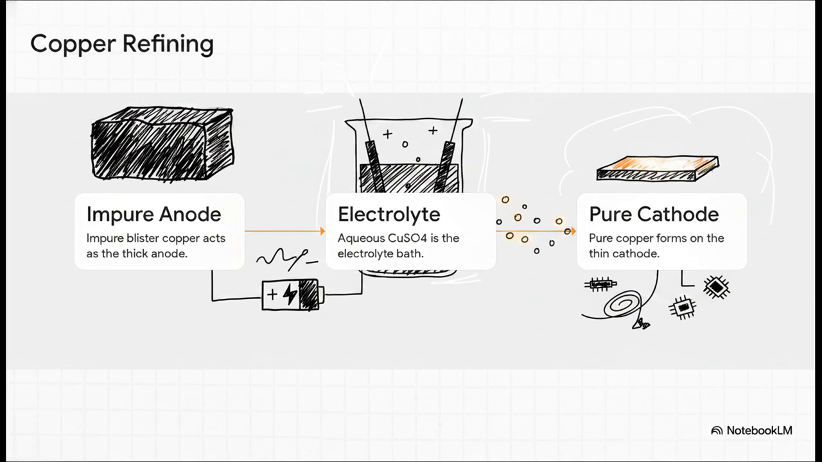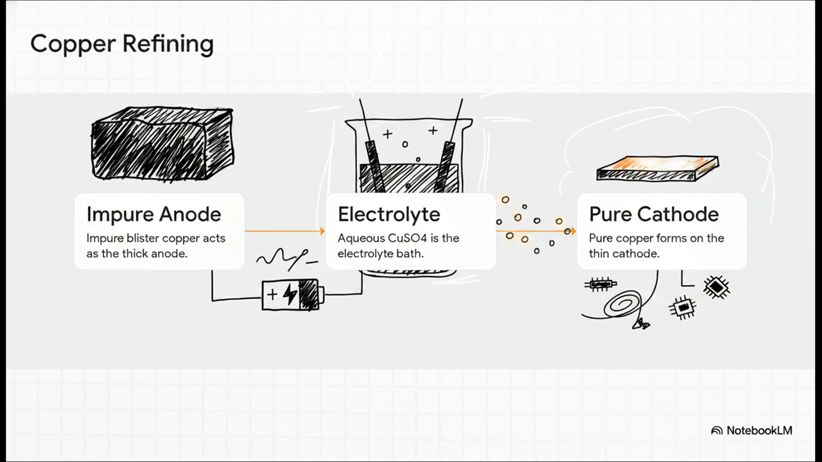Now, blister copper is about 98.5% pure. That's good, but honestly not good enough for high-end electronics. So the crucial point is, to conduct electricity without resisting and burning up, we need a highly specific final process to achieve absolute flawless purity.